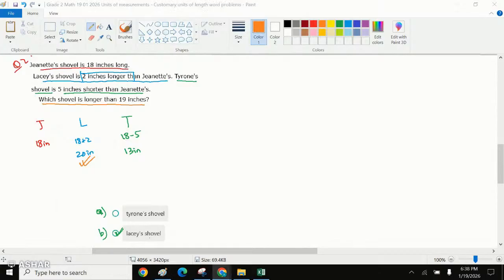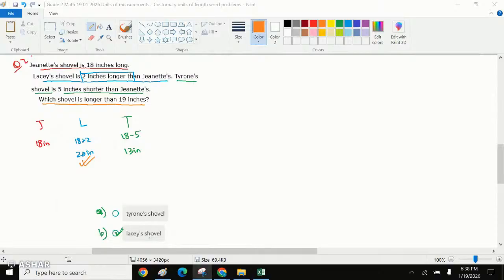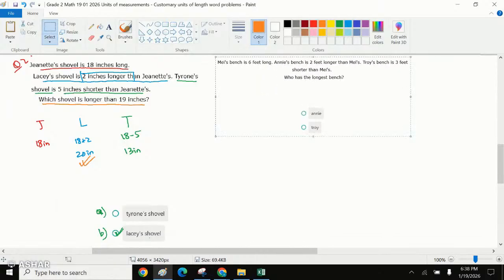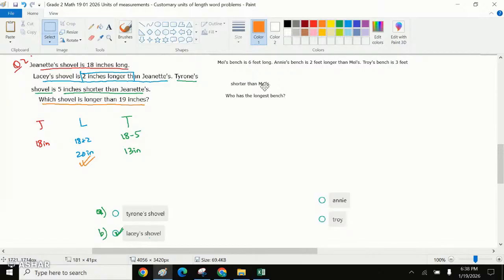Same question, different values. We have the next question. It states Mai's bench. Who has the longest bench? Just a minute, please.